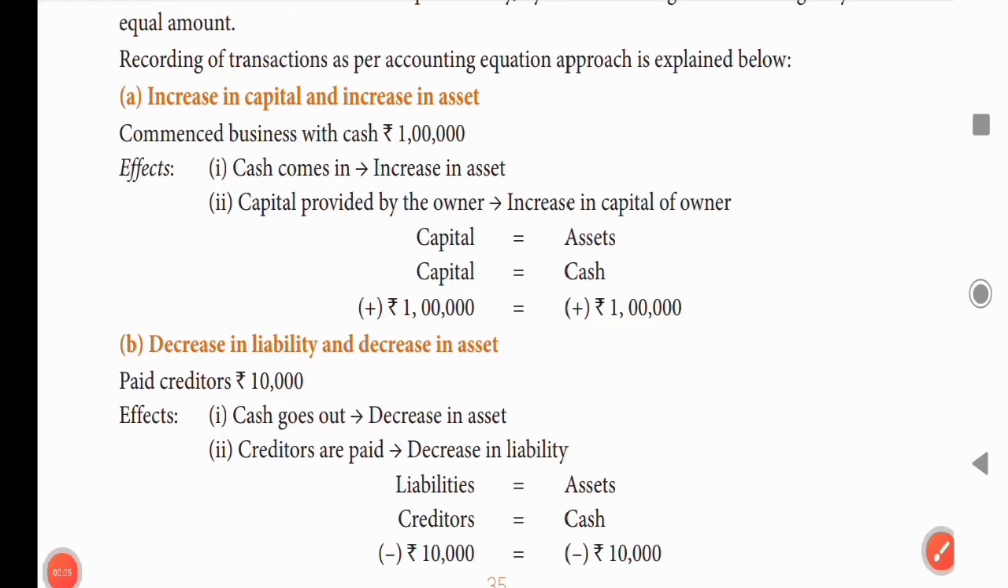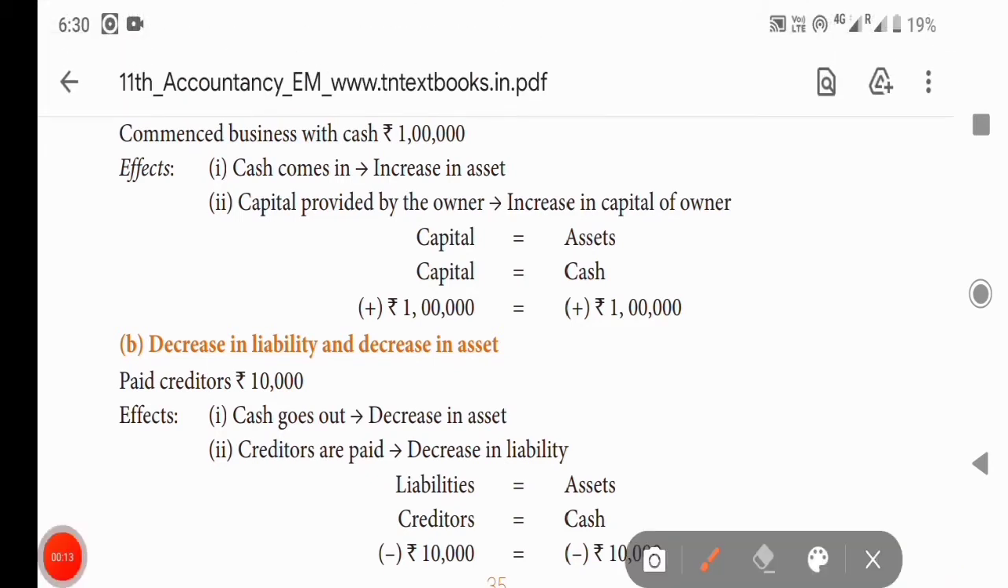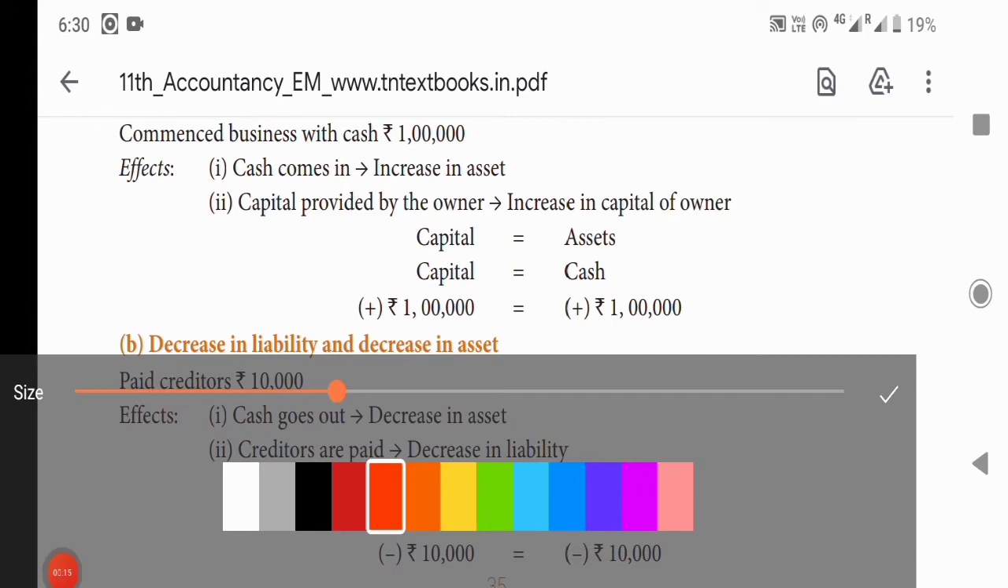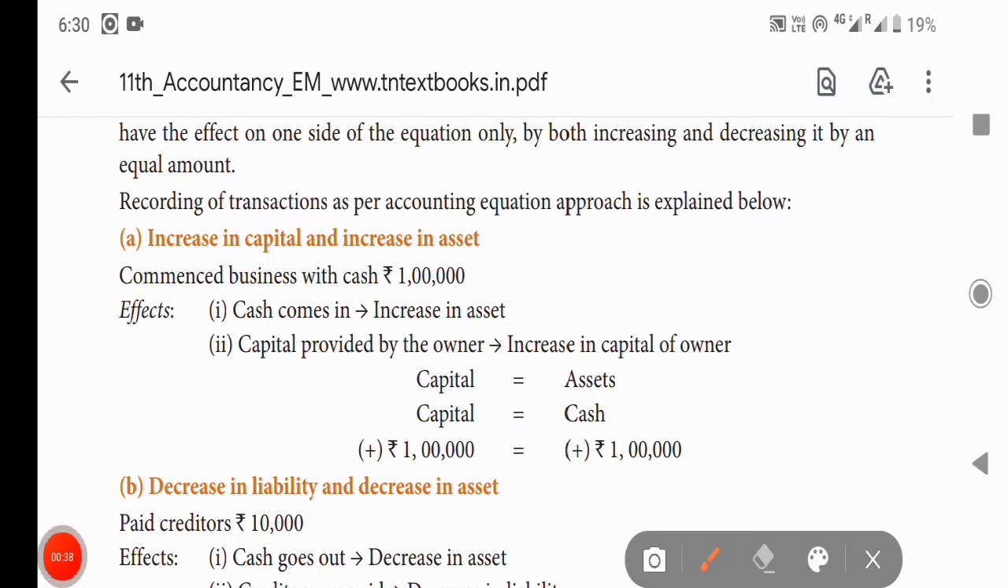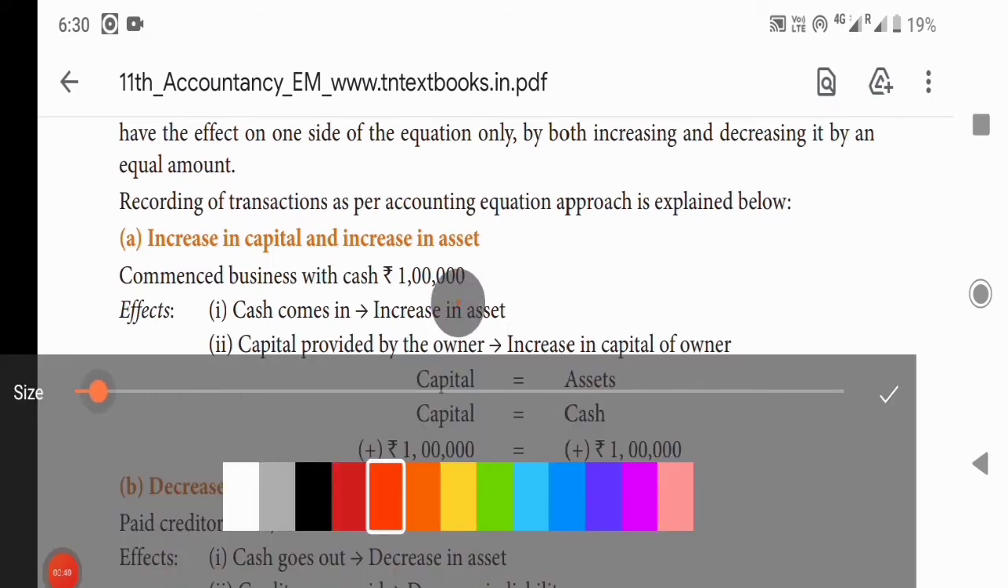Today we are going to see recording of transactions as per accounting equation approach, explained below. First we can see increase in capital and increase in asset. Increase in capital means the capital will get increased. For example, we can see the first transaction: commenced business with cash 1 lakh rupees. So we are starting the business with cash of 1 lakh rupees.